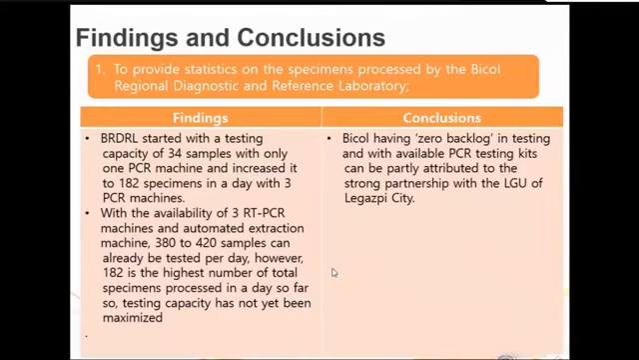So for conclusions and findings, it is evident that the BRDRL started with a testing capacity of 34 only, with one PCR machine, and increased to 182 specimens in a day with 3 PCR machines. However, with the donation of a total of 3 RT-PCR machines and an automated extraction machine, 380 to 420 samples can already be tested per day. Yet 182 is the highest number of total specimens processed in a day so far. Therefore, testing could still be maximized.